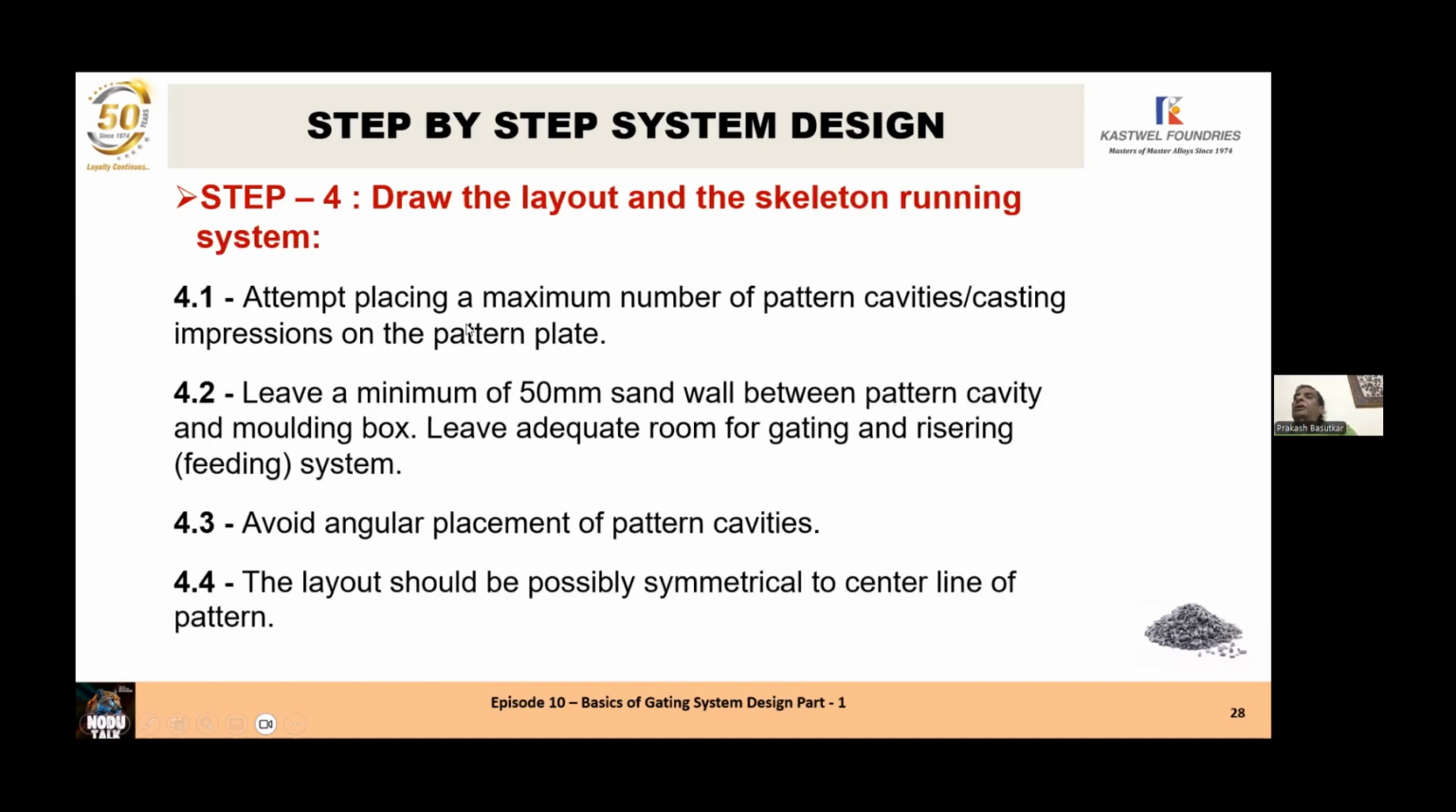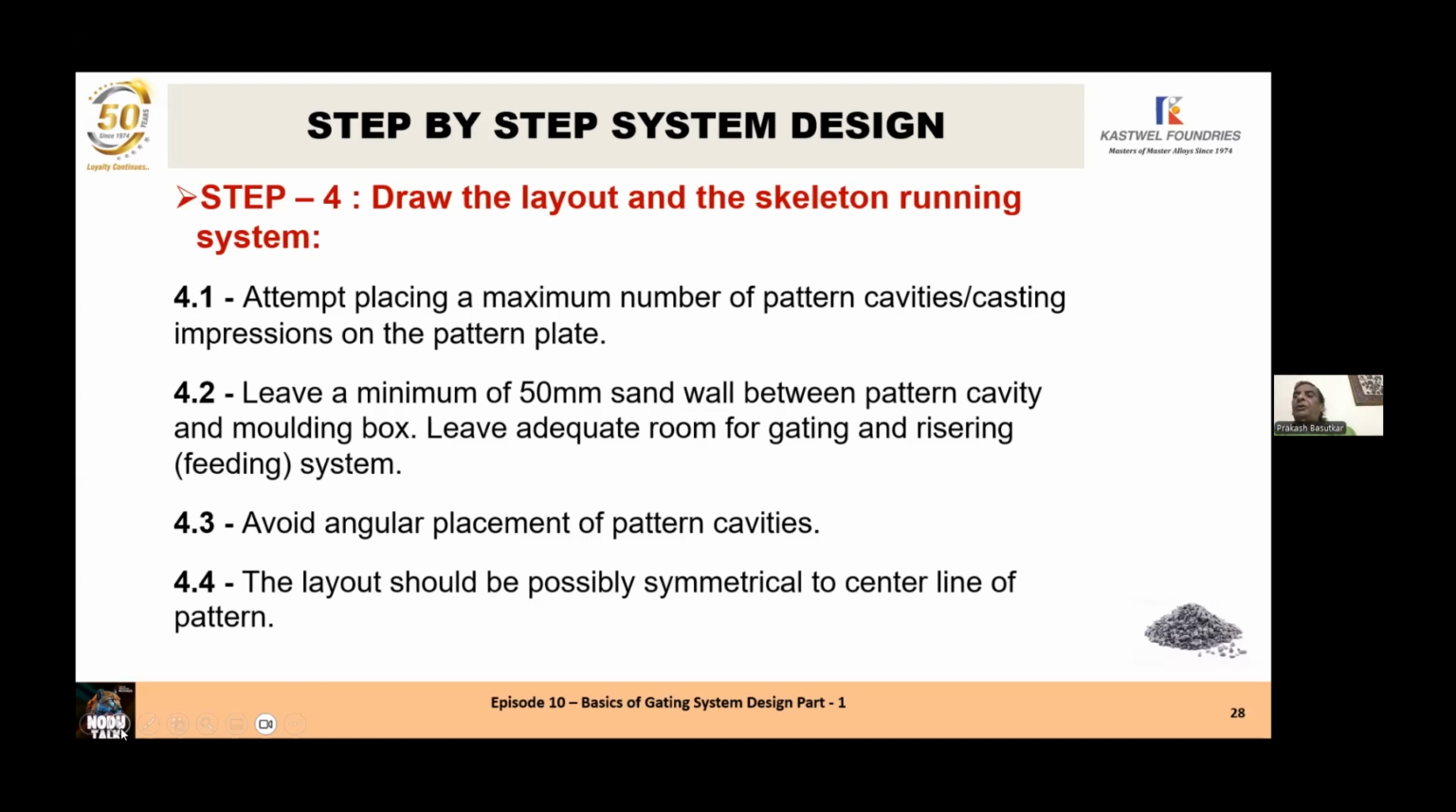Consider this for feeder calculations and attempt it in the drawing and layout. Draw the layout and draw the skeleton of the running system. Attempt to place a maximum number of pattern cavities or casting impressions on the pattern plate. Leave a minimum of 50 mm sand wall between the pattern cavity and the mold box. Otherwise, the sand will be loosely compacted between the pattern and the wall and will become an inclusion in the casting. Leave adequate room for gating and risering systems.